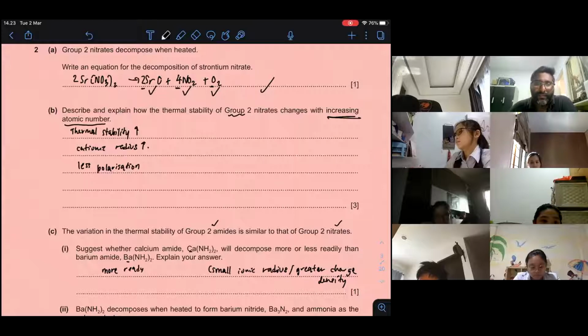So in this case, we know the thermal stability of group 2 nitrates: the stability is going to increase. Stability is going to be increasing.